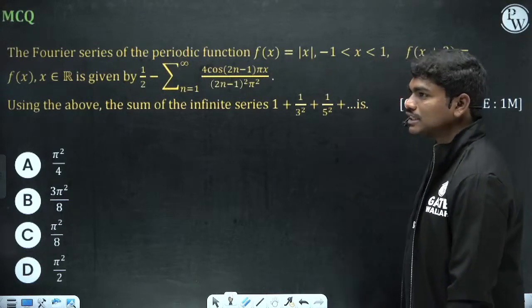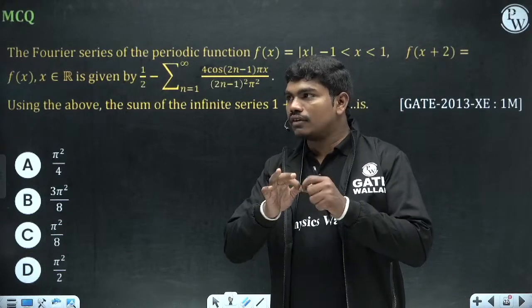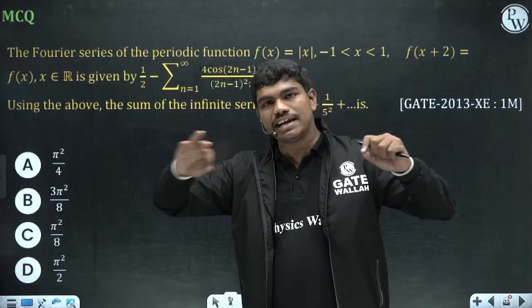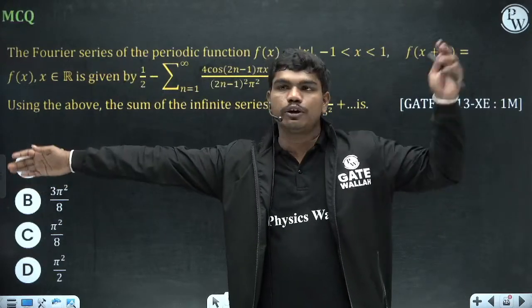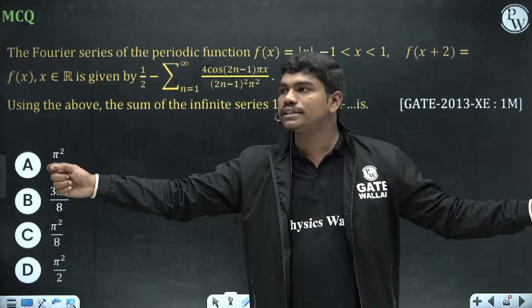I understood it converges, but why infinity, sir? Because the series is converging at every location, for any value of x. That's why, from minus infinity to plus infinity, it can converge at any value of x. That's why the radius is infinity. Okay.